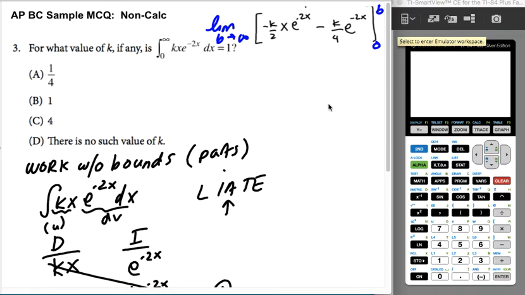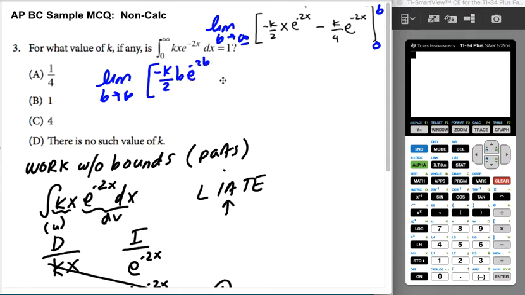Okay, if I were to plug these values in, the short version here is that, see how this is a negative infinity? That's going to be a 0. It's going to be a 1 over an e to an infinitely large power. So when I do b, it's going to disappear. If you see that ahead of time, it's great, and if you don't, that's also fine. But this is going to be a negative k over 2 b e to the negative 2b minus k over 4 e to the negative 2b, minus, and then a bunch of me plugging in 0.